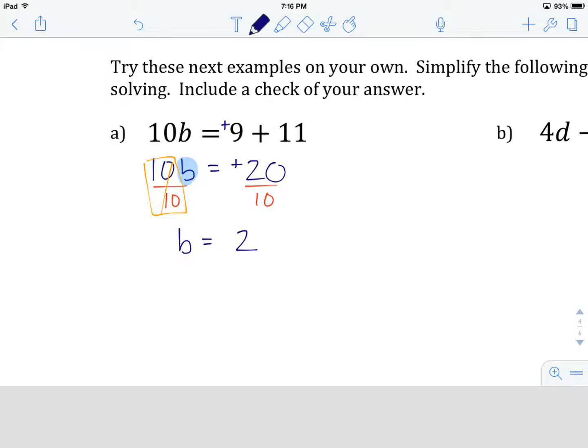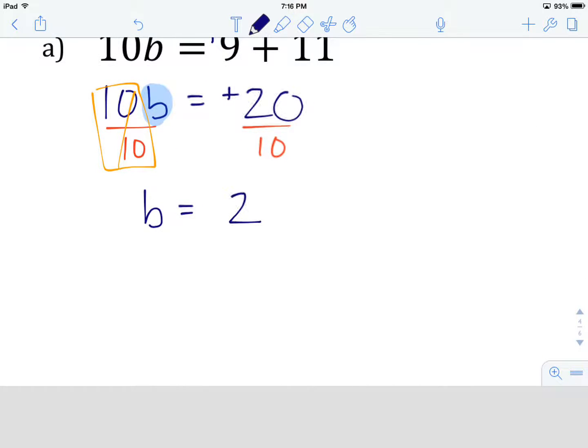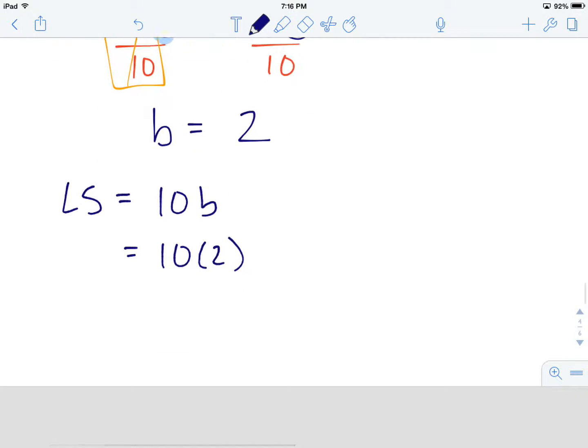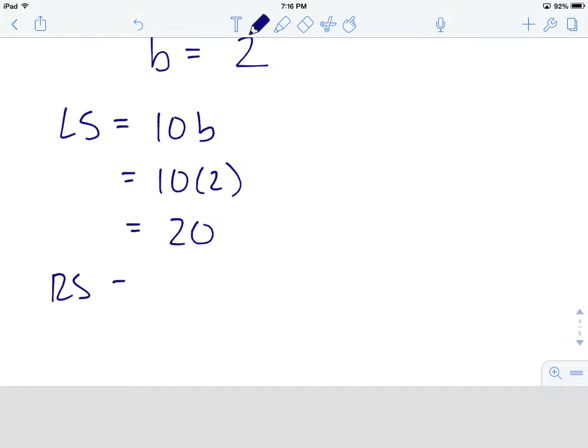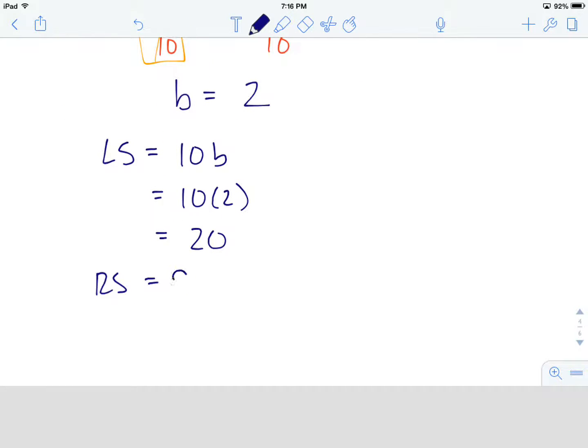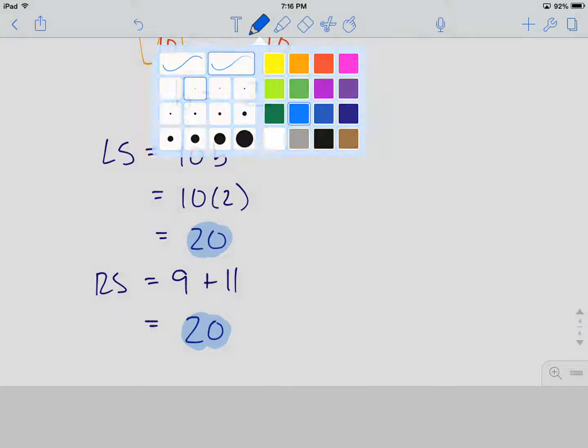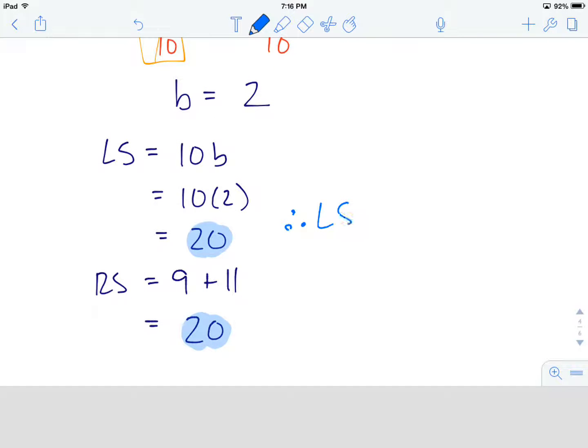Let's get to our check to see if our answer is correct. So the left side of our equation is equal to 10 times b. That's going to be 10 times 2, or 20 once we work it out. The right side of our equation is equal to 9 plus 11, which is equal to 20. So we have the left side of our equation, right side of our equation. They are equal. Therefore, we can say that the left side is equal to the right side and put a happy face on it since we got the right answer for b.